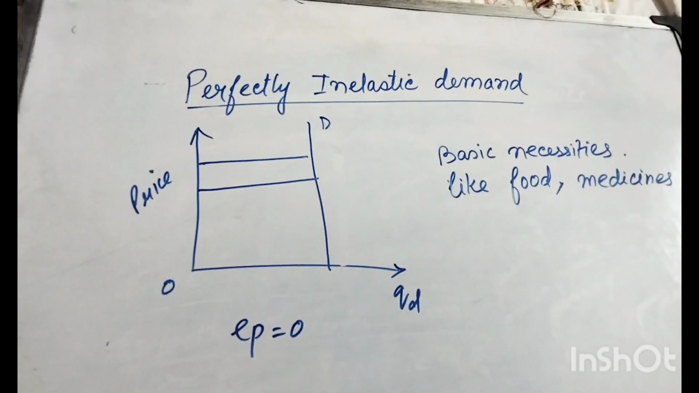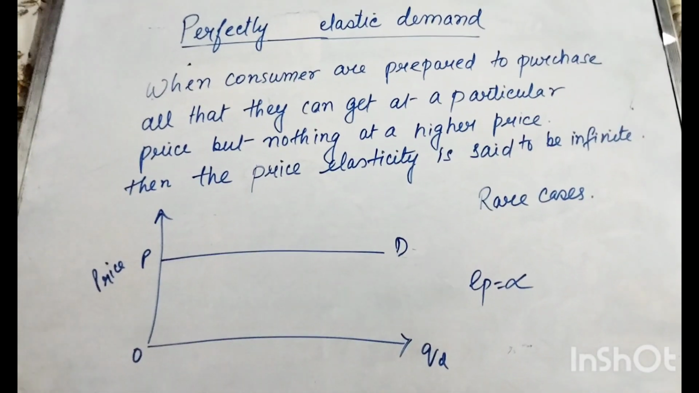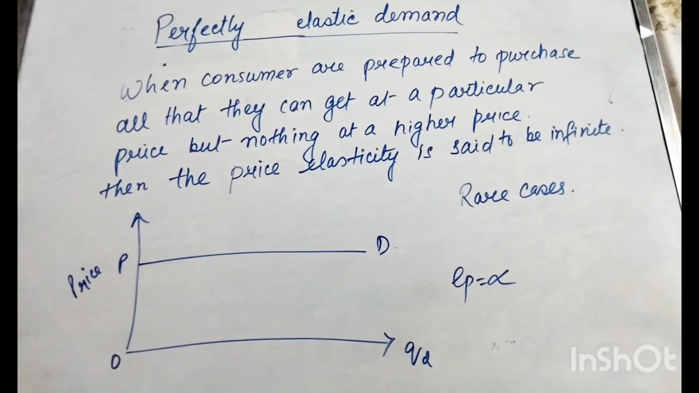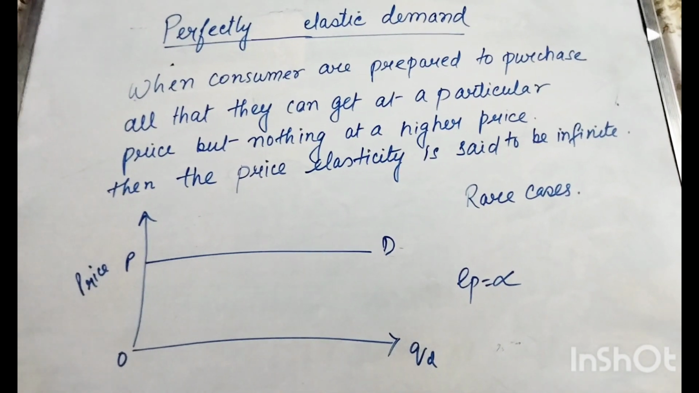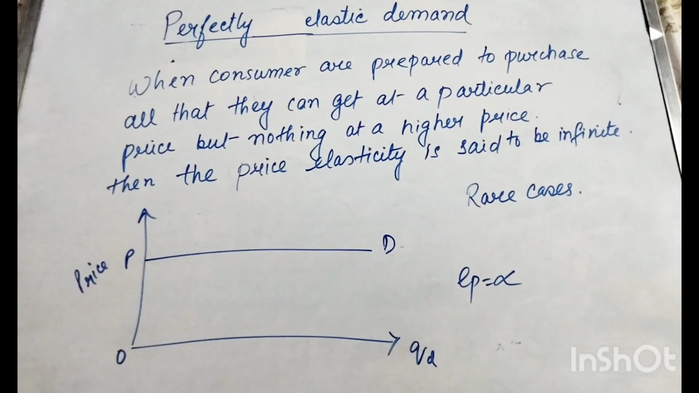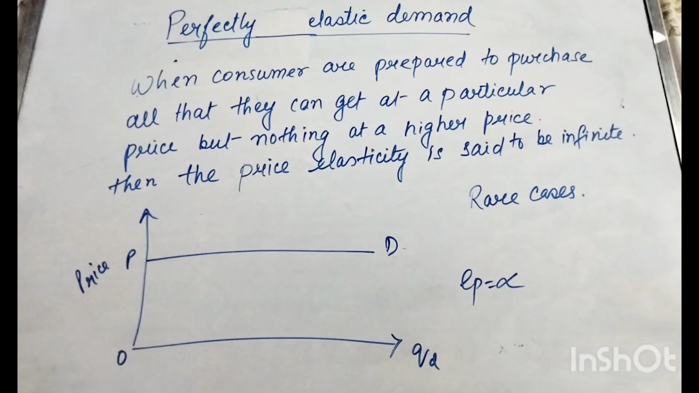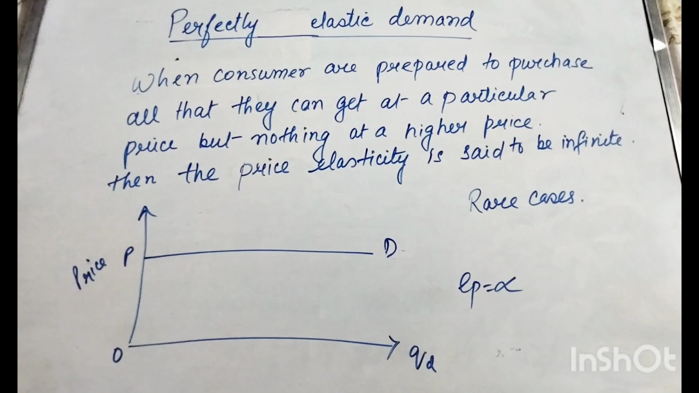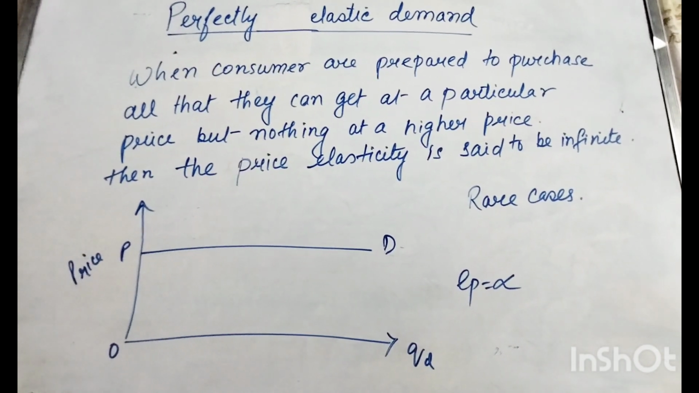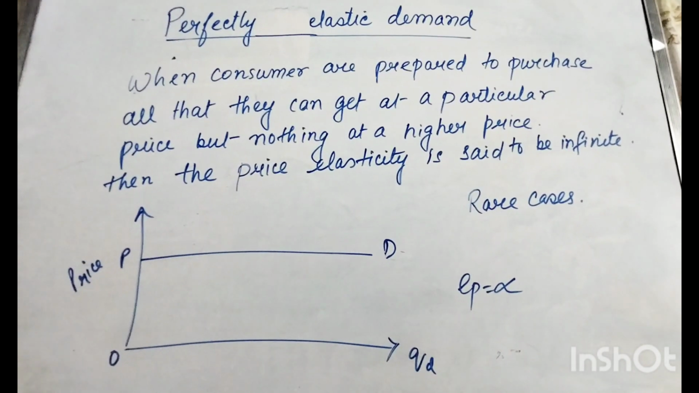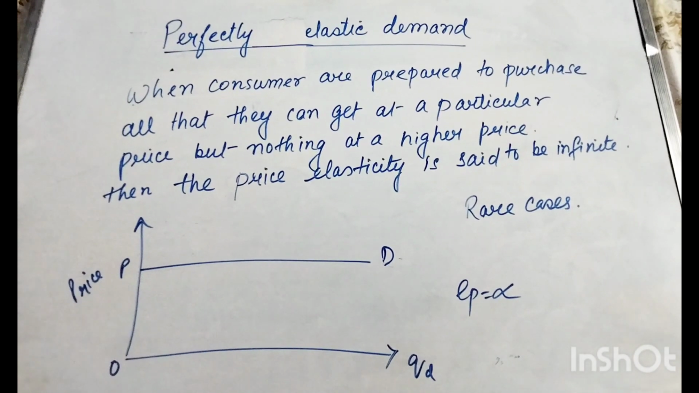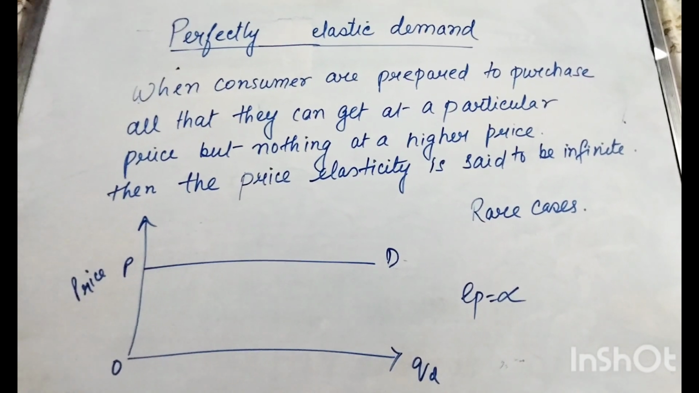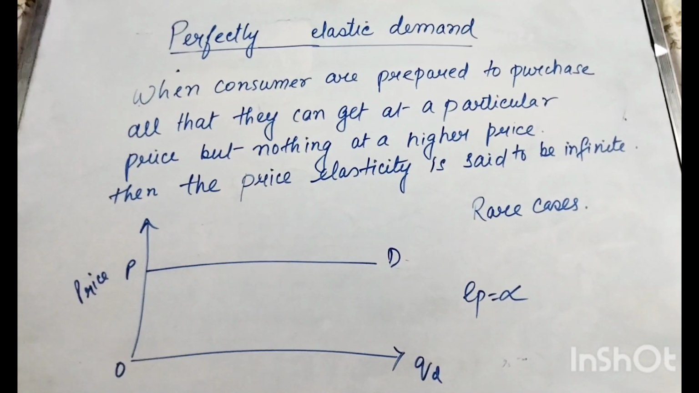Okay. Next is perfectly elastic demand. Now what is this perfectly elastic demand? When the consumers are prepared to purchase all that they can get at a particular price, but if the price rises even negligibly, there will be a huge effect in the quantity demanded. In that case, the elasticity of the demand will be equal to infinity.